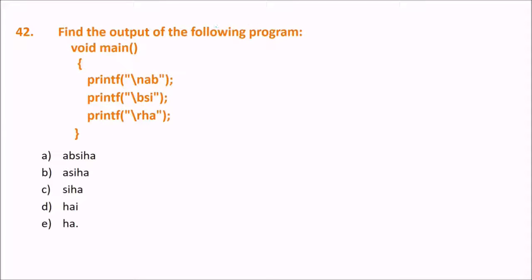Next is: find the output of the following program. printf("\nab"). So this is the first cursor position. So ab will be printed here. Then \b. What will \b be? That is the backspace, so it will go back. Is it okay? And then we have \r, that is carriage return. So the answer would be nothing but HAI. So you got that? How we came to HAI?